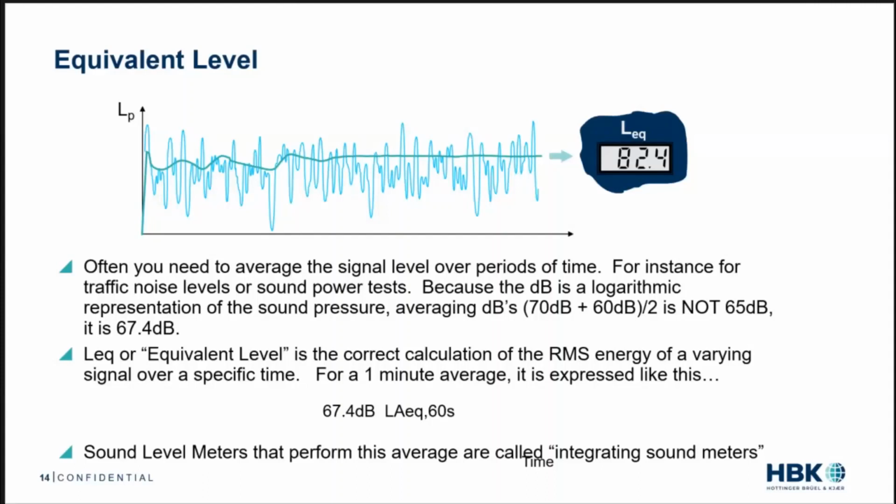length of time. Note that because of the logarithmic nature of the decibel, you cannot use an arithmetic average. A minute at 70 decibels followed by a minute at 60 decibels is not 65 dB, but instead is 67.4 dB. In fact, a minute at 70 dB and a minute at only 40 dB is still 67 dB for the total 2-minute period of acoustic energy.